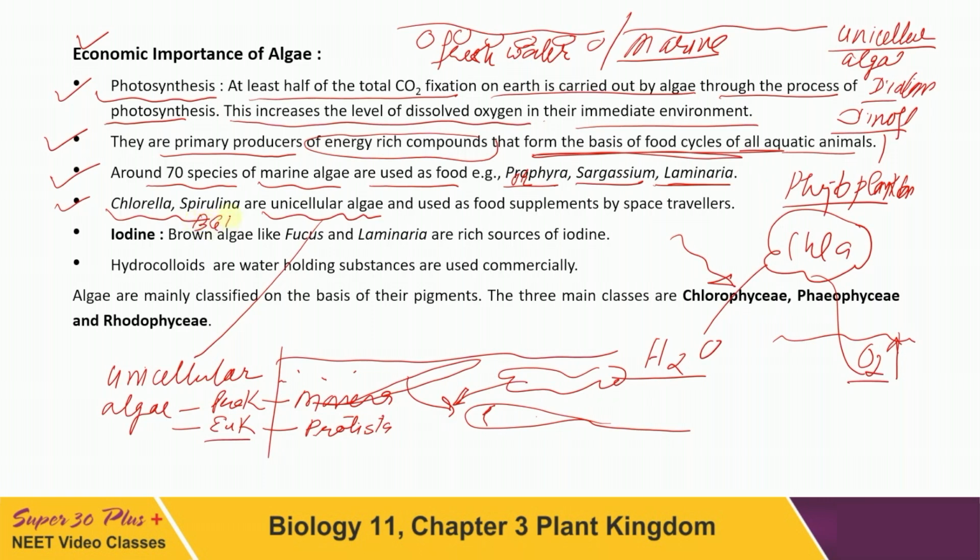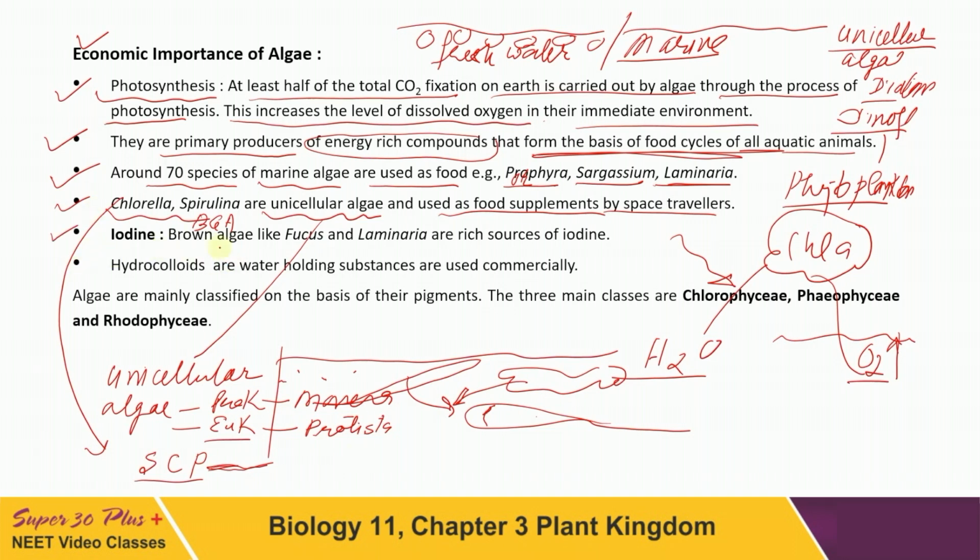Spirulina is a blue-green alga. These are used as food supplements by space travelers. Not only this, Chlorella and Spirulina nowadays are known as single cell protein, SCP, and a trend has arisen in human society that these single cell proteins are being produced, even raised at home in water tanks, and after processing, they become a good source of protein.